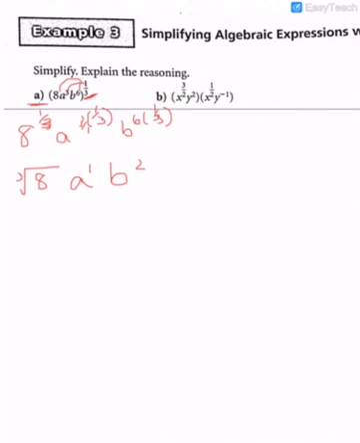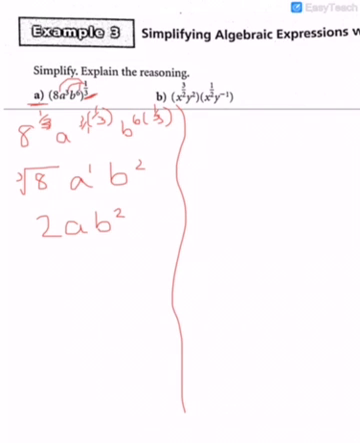Then all we need to do is figure out that cube root of 8, and the cube root of 8 is 2. So my final answer here will be 2ab squared. Notice now though that the squared is only on the b, not the a or the 2, because there's no brackets.